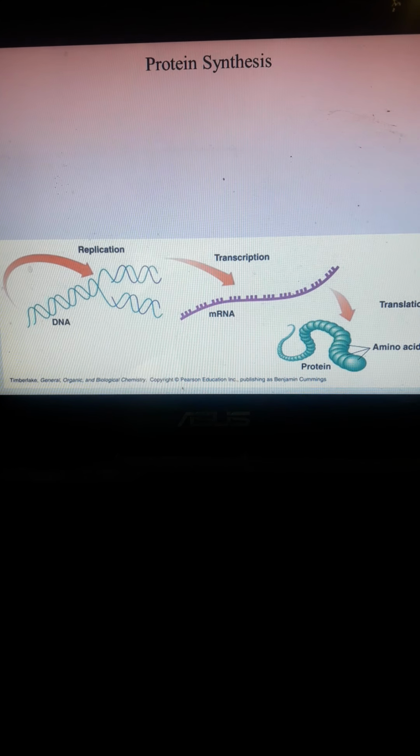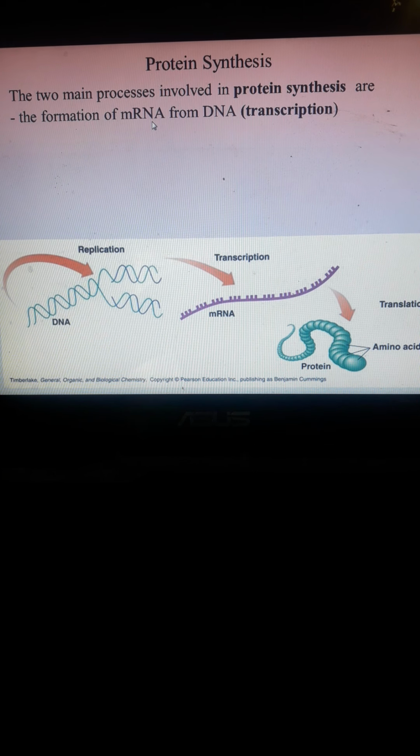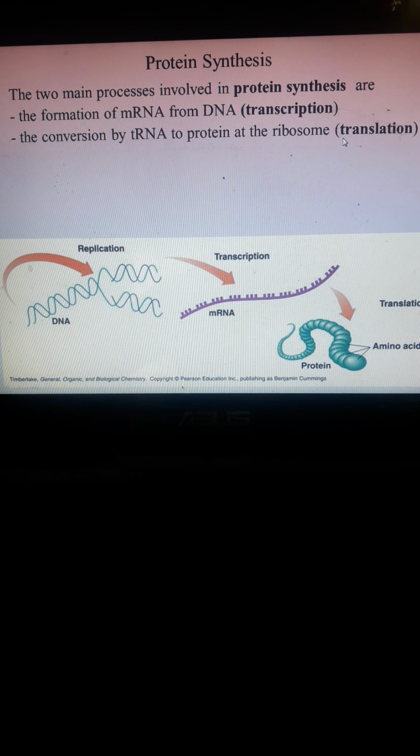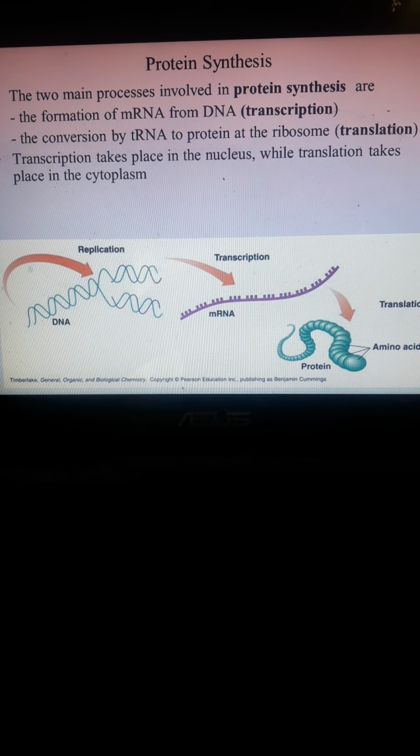Okay? Next, in protein synthesis class, the two main processes involved in protein synthesis are, number one, the formation of mRNA from DNA, known as the transcription process. Okay? Tandaan nyo, formation of mRNA from DNA, that is transcription. And number two, conversion of the transfer RNA to protein at the ribosomes, basta mag-transfer na at the ribosomes, that is the translation process. Okay? Next, transcription takes place in the nucleus.